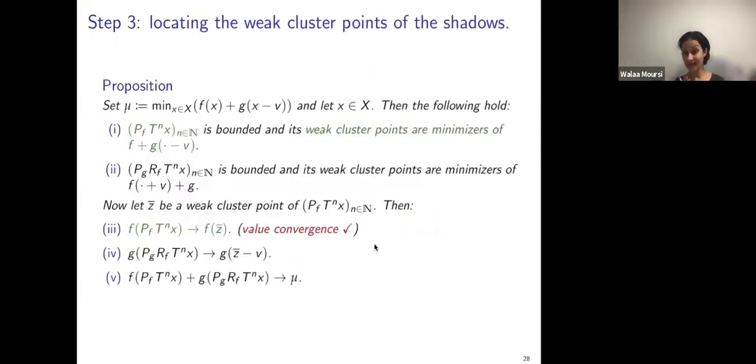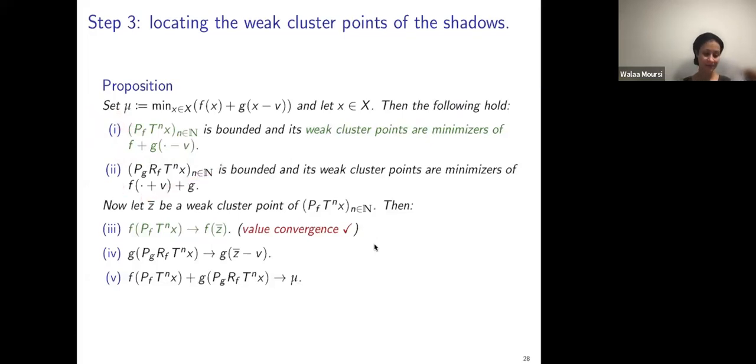Step 3 is to locate the cluster points. So I put here the full proposition, but I don't want to overwhelm you, and for the purpose of the talk, I only need this item and this item. So the first item says that this is bounded, and I went through that in the previous slide because this is just a byproduct of Fejér monotonicity right away. And the cluster points are minimizers of f plus g. That was part of the meat of this work. Actually, this was a non-trivial amount of work to reach this conclusion. So this part of the proof was highly non-trivial. This is a consequence of item 1. I won't go through it.